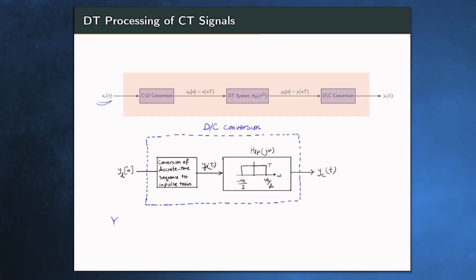So as you saw in the previous page, y sub d of e to the j omega was equal to y sub p of j omega for omega equals uppercase omega over t. As a result, y sub c of j omega is going to be equal to y sub p of j omega for absolute value of omega less than omega s over 2. And for other omega values, it's going to be equal to 0. So I'm going to take only the central part, the central section of my spectrum for yp of j omega.